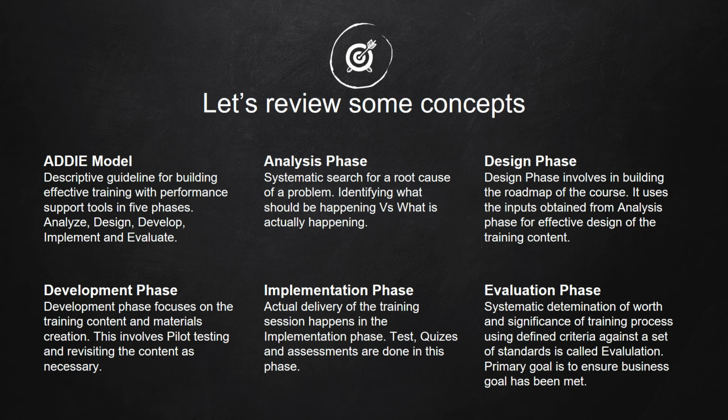In the design phase, we provide the roadmap for the training. We use the input from the analysis phase and we try to do an effective design of the training content. In the development phase, we develop the training materials and we think of delivery media, how we are going to deliver the training, and then we do a pilot and we revise and revisit the contents. In the implementation phase, we conduct the training, we document and send the results to the management. And in the evaluation phase, we evaluate the significance or worth of the training using a set of standards or criteria, which can be used for future planning of the course.